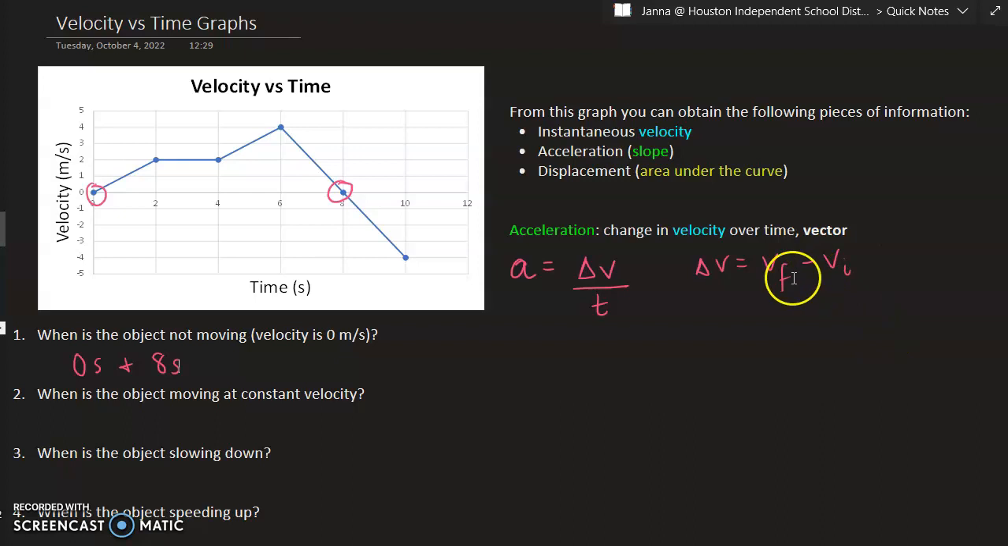Okay. When is the object moving at constant velocity? This is when the slope is horizontal. Slope is 0, I should say, or the graph is horizontal. This would imply no change in velocity, no acceleration, and that happens here between 2 and 4 seconds.